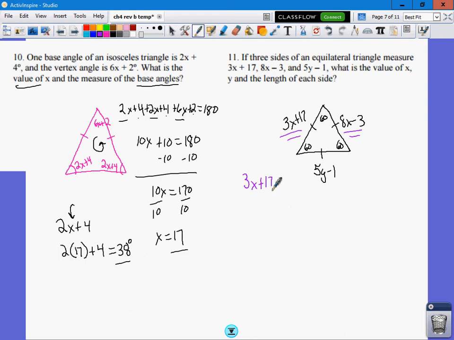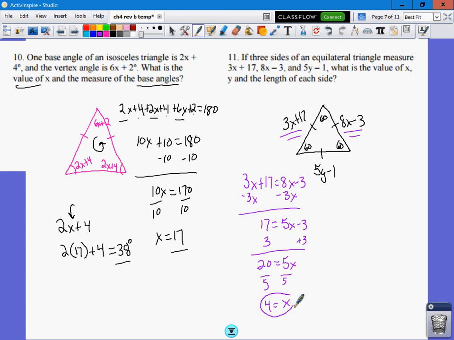3x plus 17 is equal to 8x minus 3. Subtracting 3x from both sides, I have 17 equals 5x minus 3. Adding 3 to both sides, I have 20 is equal to 5x. Dividing both sides by 5, x is equal to 4. There's one of my answers. I still need to find the value of y. I also need to find the value of each side.